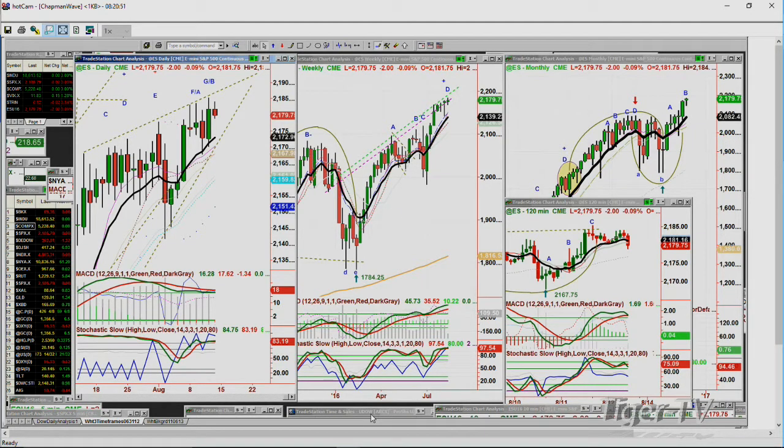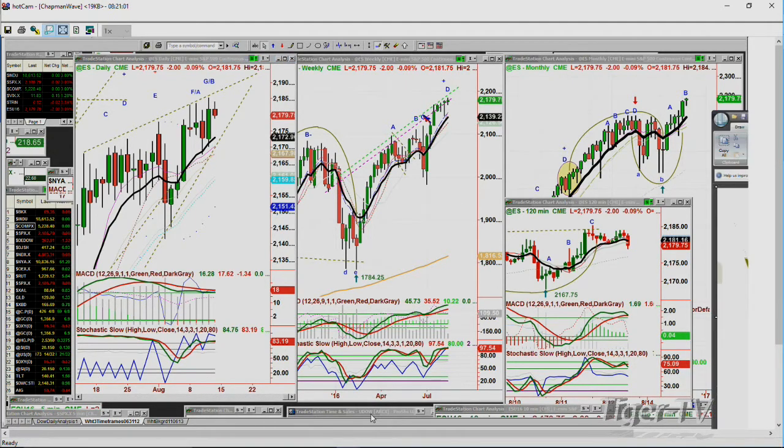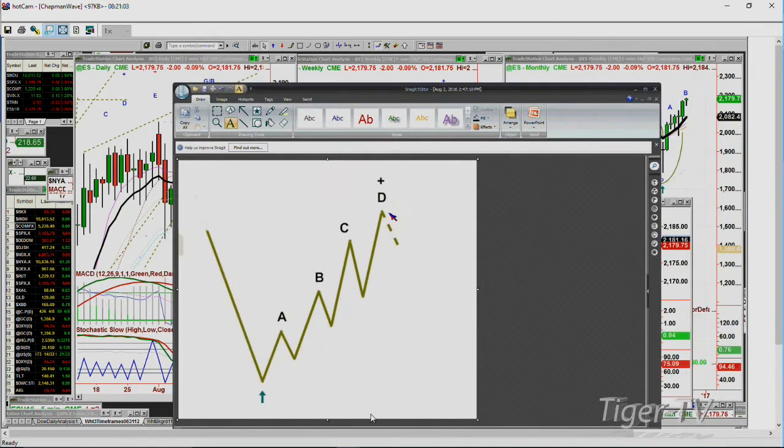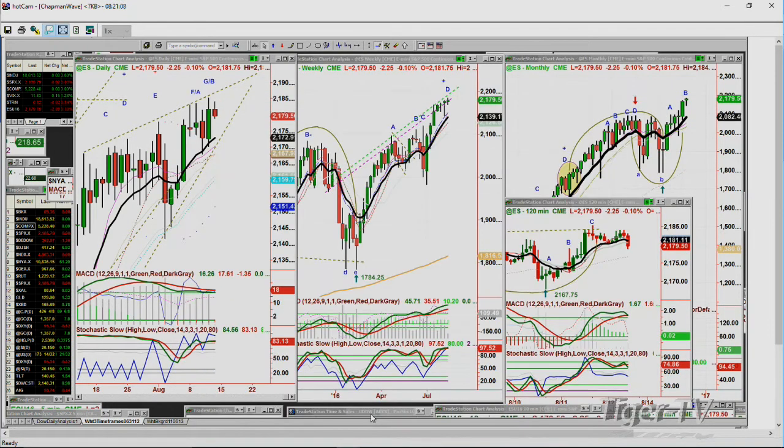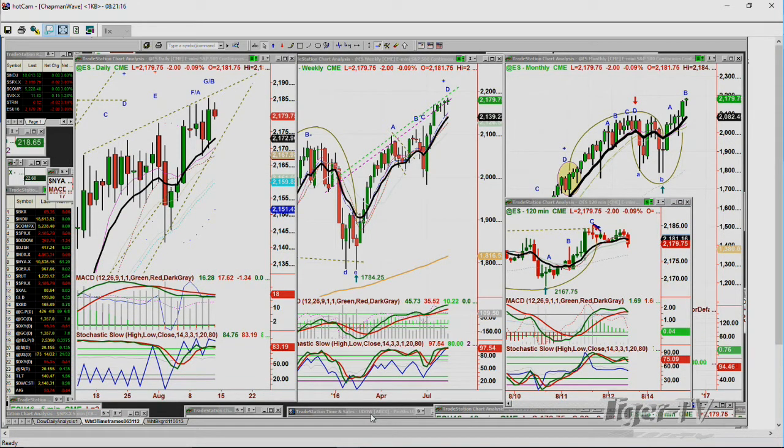In this particular instance, look at the stochastic and the MACD. This is the weekly chart, this is the monthly chart, this is the 120-minute chart. The 120-minute chart went to a C. Remember the chart that we were looking at before? You want to at least get to a D, especially when you're at all-time highs. So somehow, some way, there should be a D before in the 120-minute chart of the E-mini above 2185.25. And then you've got to be careful.